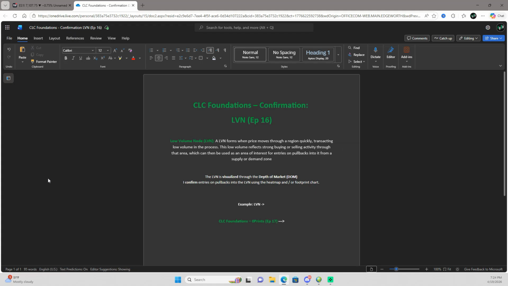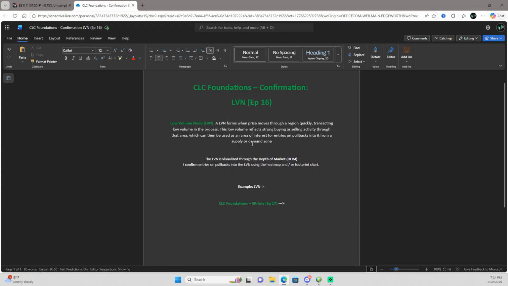The whole concept is that, let's say there's a pre-existing supply zone. Price rallies into that pre-existing supply, and then it moves to the downside very quickly, transacting low volume in that process. That low volume node can then be used as an area of interest for us to wait for price to pull back into it, where we then look at the order flow for further confirmation to confirm that sellers are present from that supply zone and from that low volume node. If they are, we can then short the market for a move back to the downside, as we now have sufficient evidence from the tape to confirm that sellers are present from that supply zone, and vice versa from demand.